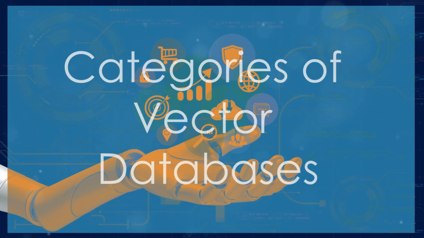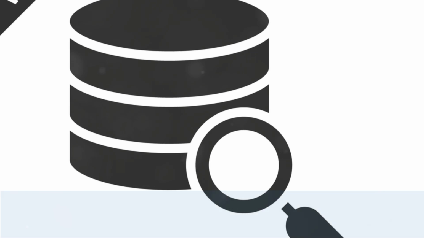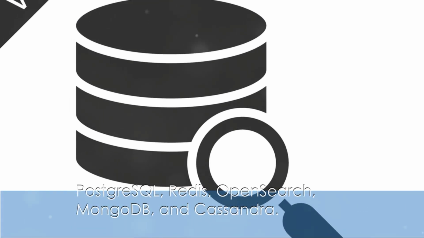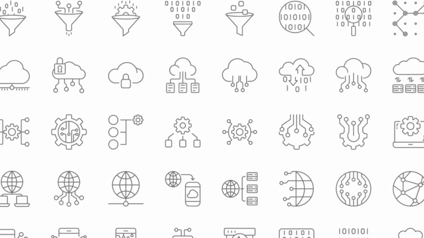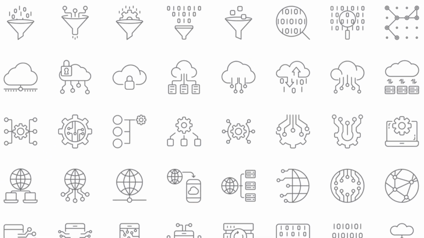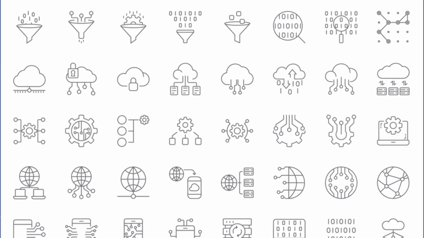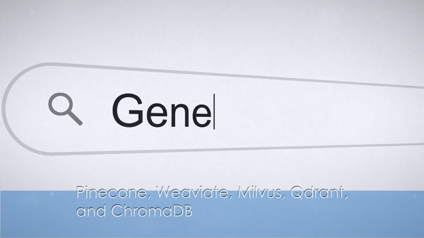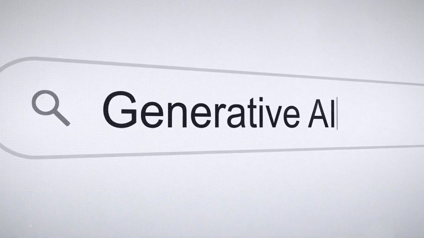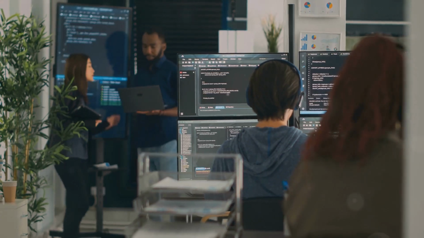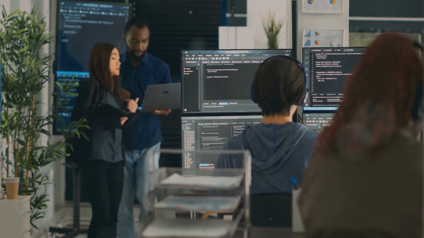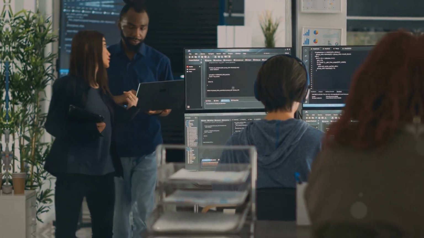There are two main categories of vector databases. First, we have vector data type support within existing databases like PostgreSQL, Redis, OpenSearch, MongoDB, and Cassandra. The second category consists of specialized vector databases like Pinecone, Weaviate, Milvus, Qdrant, and ChromaDB. These databases are designed specifically for handling vector data and are evolving rapidly.